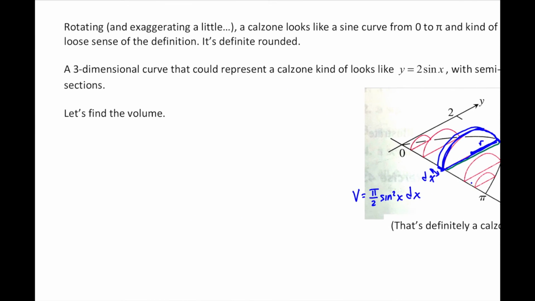Let's find that volume. Well, the volume of one slice, just to say it one more time, is pi over 2 sine squared x dx for that thickness. And we want all of them. Now, calculus, for adding all of those together, that's the integral. So here, we've got an expression that's going to give us the volume of all those slices. Now I'm going to set some bounds on here. I'm going to go from 0 to pi.